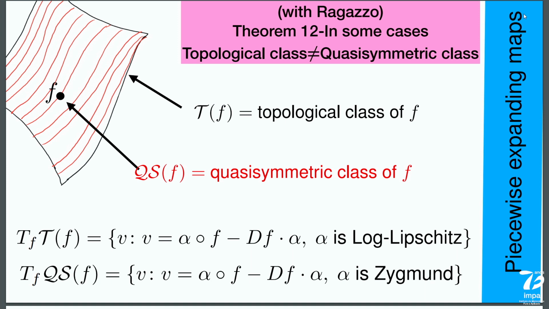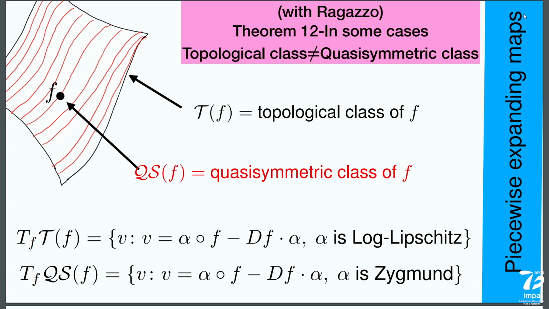And what is nice is that the tangent space at F of these submanifolds is characterized by the regularity of the solutions of this cohomological equation. For V's where the solution is log-Lipschitz, you have the tangent space of the topological class. When the solution is Zygmund, you have the tangent space of the quasi-symmetric class.